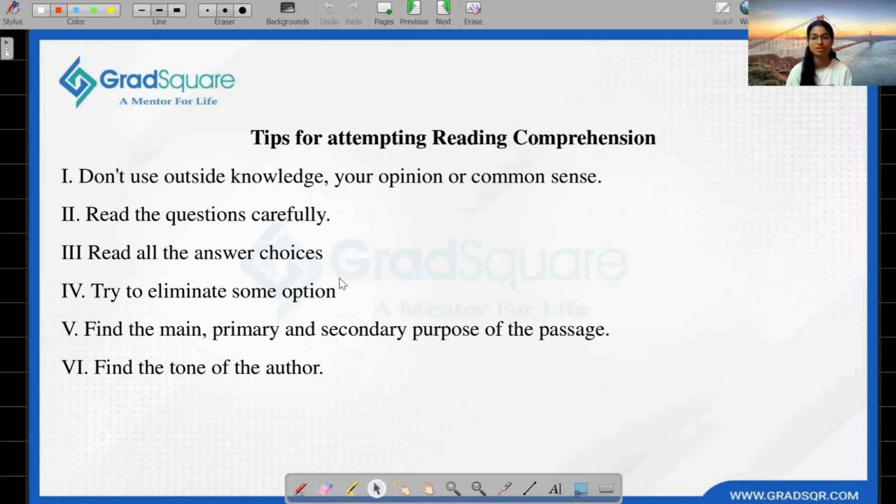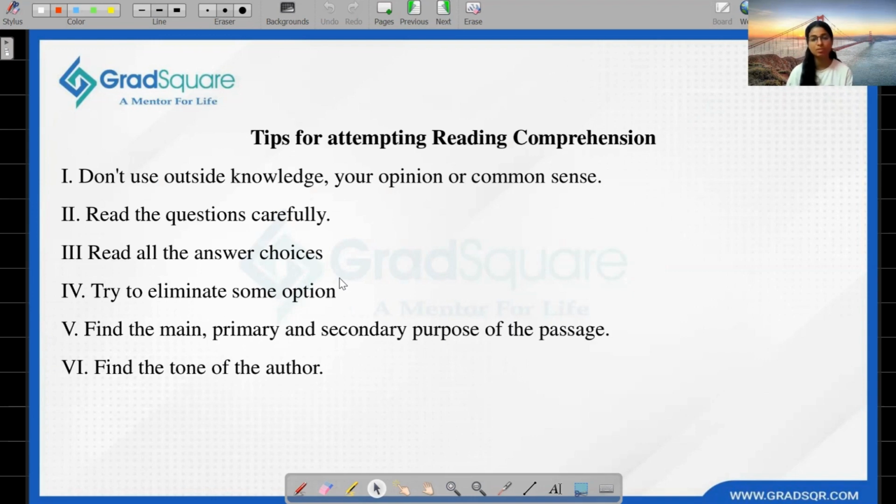Read all the answer choices. Yes. Even if you want to mark one particular answer choice, make sure you read all the other answer choices that have been given. Before marking your final answer, try to read all the answer choices. Even if you want to mark option B, for instance, don't mark it at once. Try to consider option C and D as well. So let's move on to the next step.